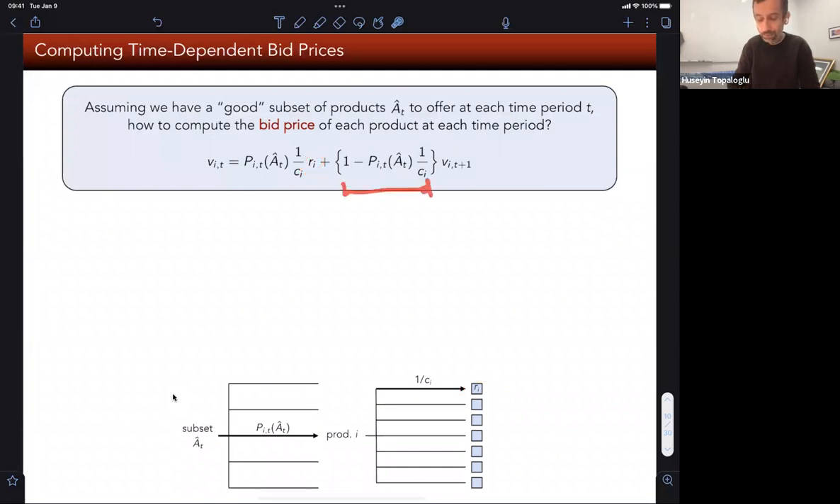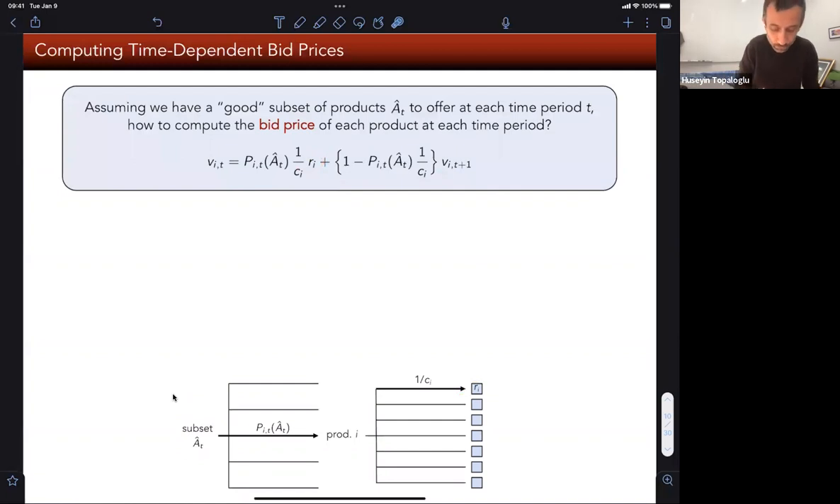With this probability, the customer either doesn't make a purchase for product I or doesn't hit the unit that I'm interested in. In that case, that unit that I'm interested in is still going to be available at the next time period. That is going to be the value for that unit that is available at the next time period. This is kind of like a single unit dynamic program that I'm going to use to compute the bid price for each product I at each time period.